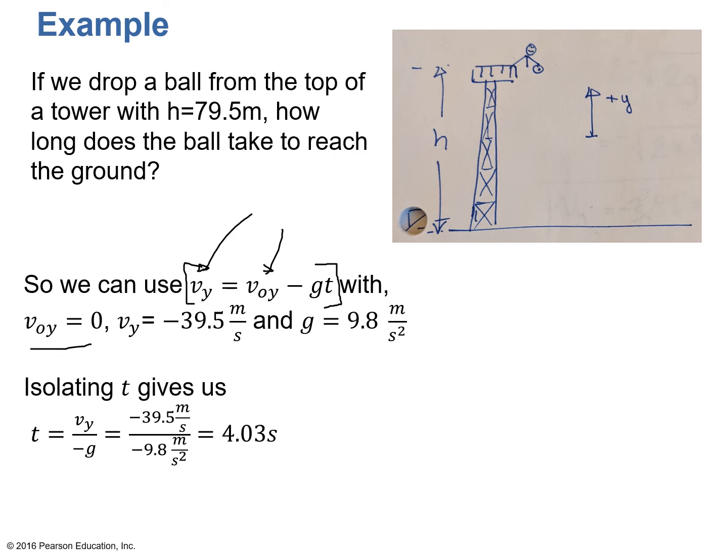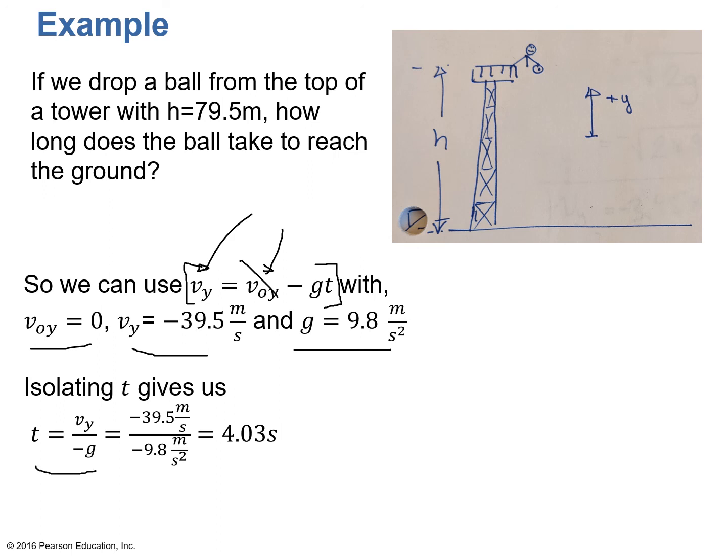So I plug in v sub naught sub y equals 0. I just drop the thing. I just let it go without any initial velocity. I know that when it lands, hits the ground, it's going to be going minus 39.5 meters per second. I know g. I isolate t. So I take this expression. Notice v sub naught sub y is 0, so that goes away, and I end up with the total time is equal to v sub y divided by minus g.